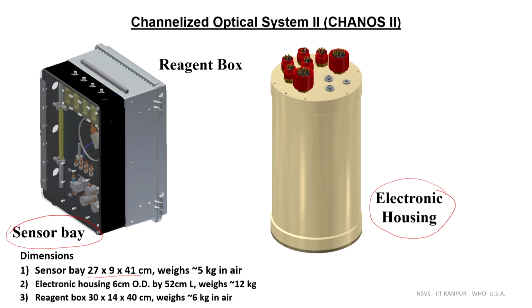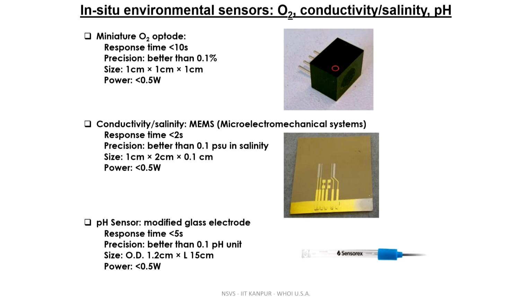complex task that it is doing, and its weight is about 5 kg in air. The electronic housing is also there, about 52 centimeter length and weight is about 12 kg. Then there is a reagent box, which weighs about 6 kg in air. So that is the system, one of the prominent systems of this particular setup.